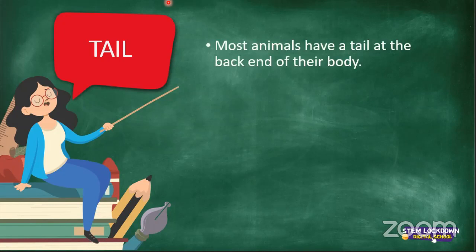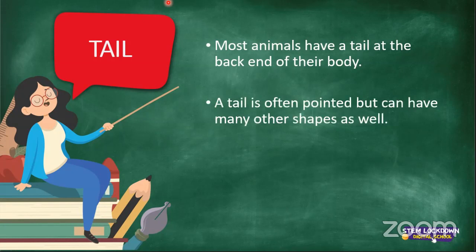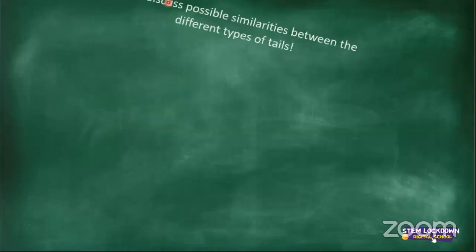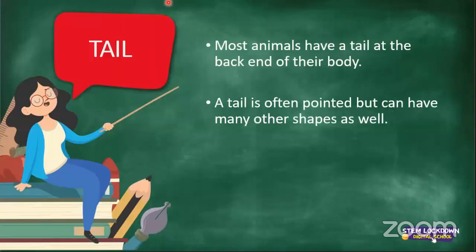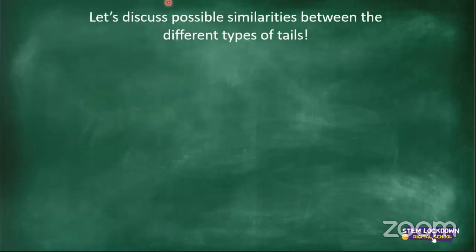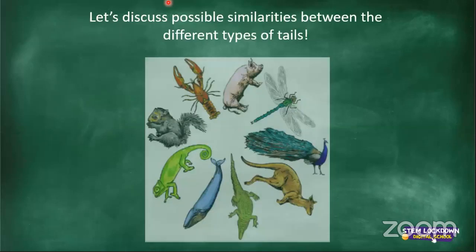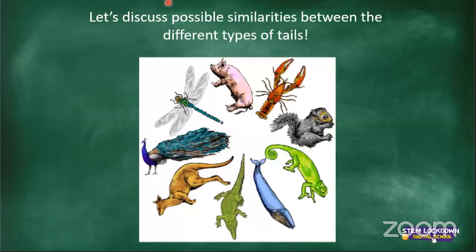Most animals have a tail at the back end of their body, and the tail is often pointed, but it can have many other shapes as well. We are going to the next slide. Let's quickly look at this picture. Now look at all the different tails of these animals.